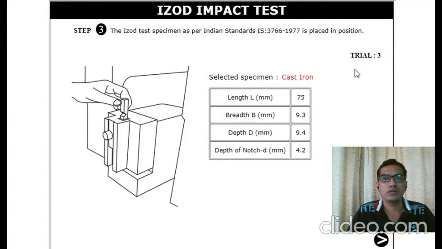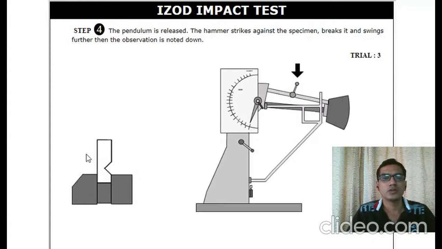Next, we have to go for trial number 3. The same Izod test specimen as per Indian standard is placed in position. Then these are the standard dimensions for the sample. So this is the specimen arrangement. The pendulum is at some height with the energy stored in it being 164 joule. Then this is the cantilever beam type of arrangement for the specimen. This is the anvil where we fix the specimen.